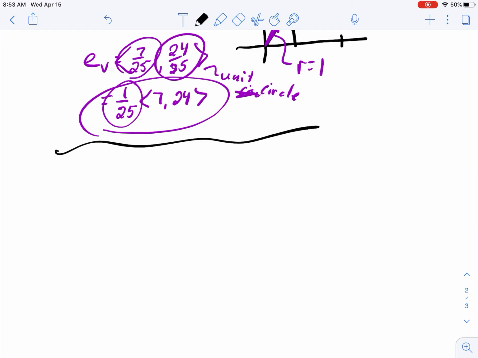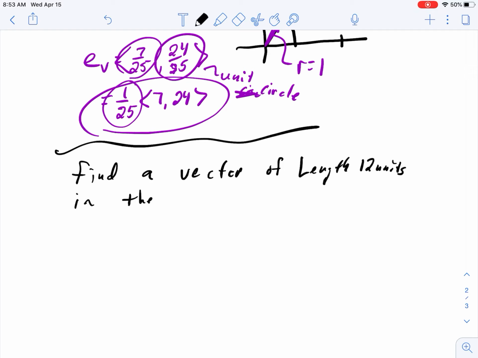So let's say find a vector of length 12 units in the direction of, and I'll say unit, I'll say U, probably bad notation, and -6, 8.